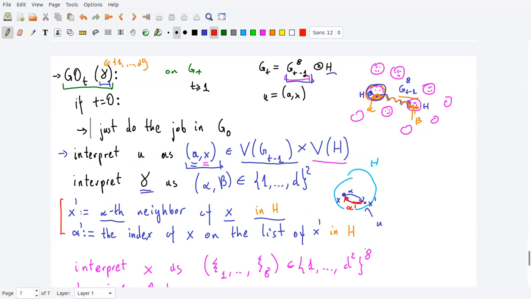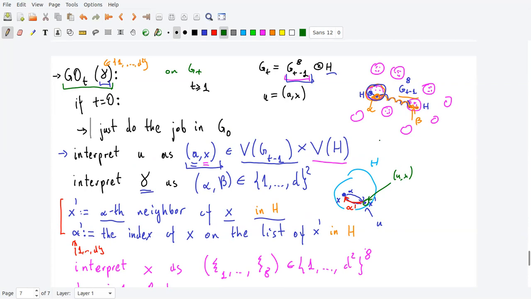But still, I've got some index alpha', which is the return index, and it is a number from 1 up to d. It is the index of x on the neighborhood list of x'. Good. So now when I have done this, I ended up with a vertex (u, x'). This is a vertex (u, x') of the graph G_t. So now we need to make those 8 steps in the graph G_{t-1}.